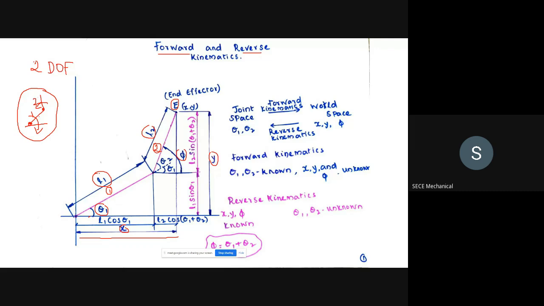Now we know the formula, this trigonometry. If you calculate the adjacent side, with L1 as the length, it is L1 cos theta 1. This adjacent side is related to cos theta. Similarly, adding theta 1 plus theta 2, you get L2 cos(theta 1 plus theta 2).